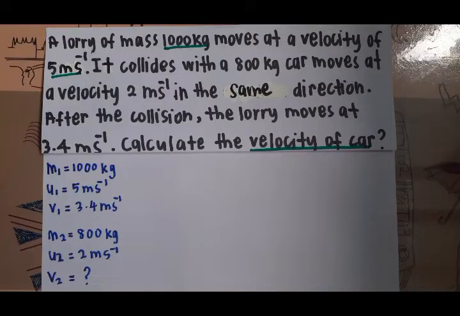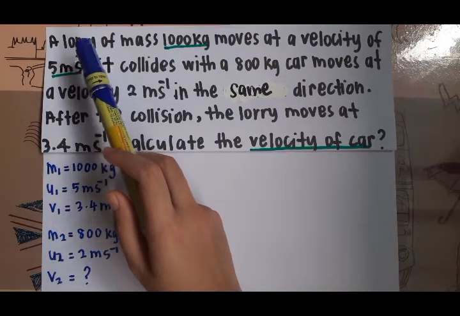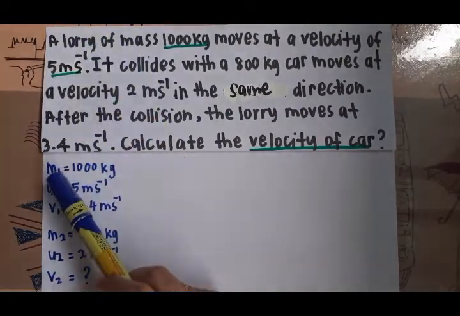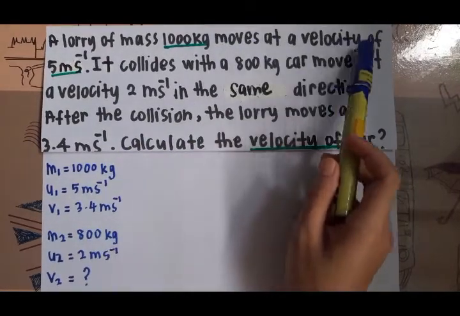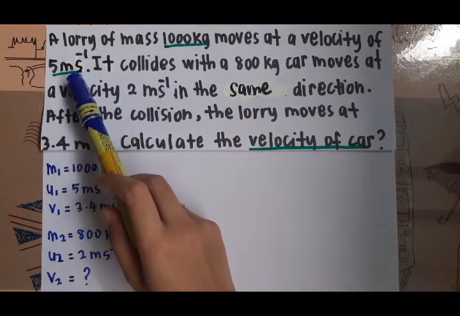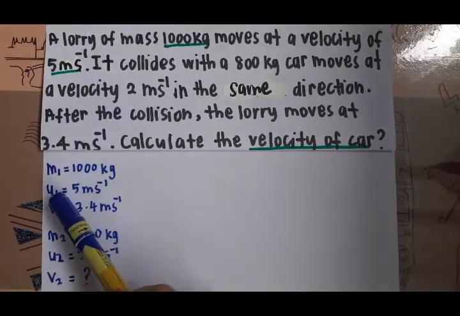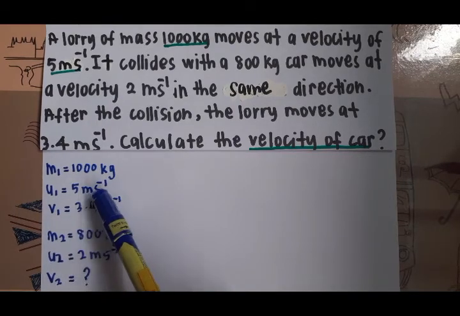Next question. A lorry of mass 1000 kg moves at a velocity of 5 meter per second. So we know that the first object in this question is the lorry. We can label the mass of the lorry as m1, so m1 is equal to 1000 kg. The lorry moves at a velocity of 5 meter per second. Since this is before collision, the 5 meter per second is the initial velocity of the lorry, so we label it as u1 = 5 meter per second.